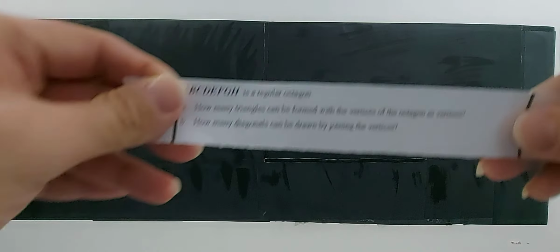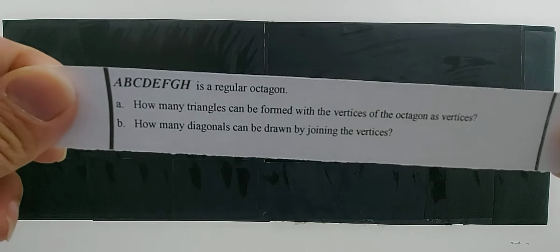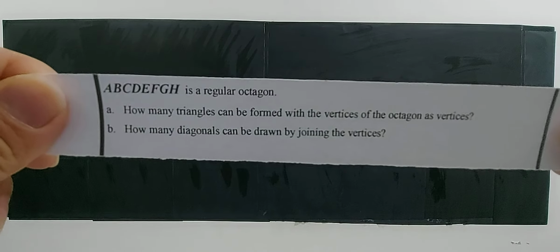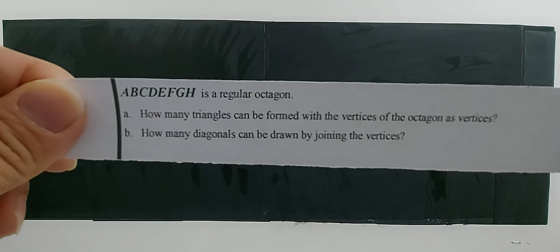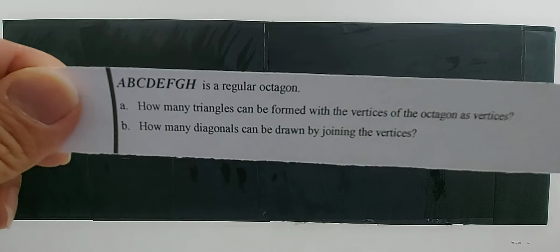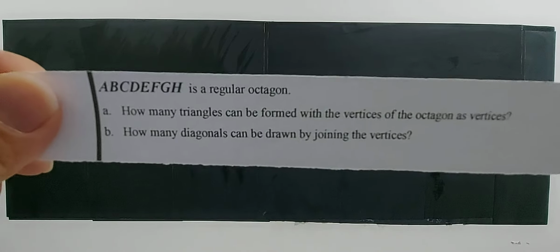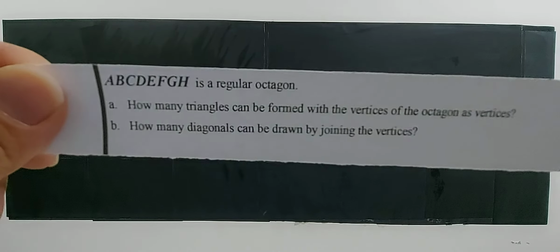Let's look at this question. A, B, C, D, E, F, G, H. It is a regular octagon, right? So that means we have 8 sides. An octagon is a polygon with 8 sides, and the length of each side will be the same because it's a regular octagon.